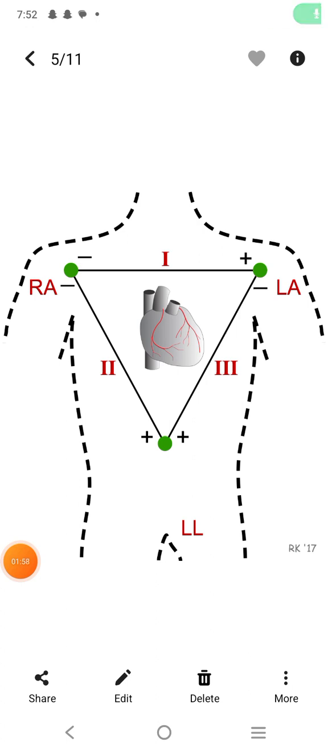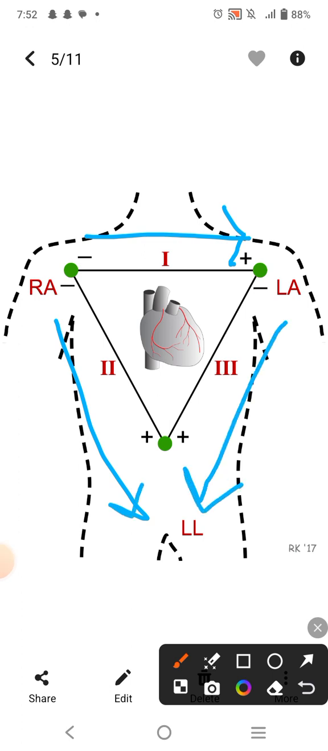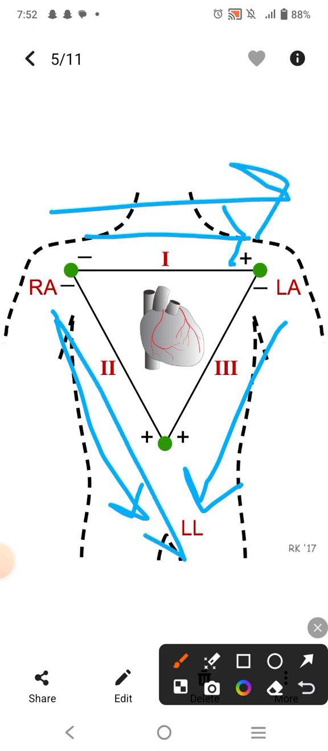Okay, so starting with the limb leads, you must remember that lead 1 is between right arm and left arm, lead 2 is between right arm and left leg, lead 3 is between left arm and left leg. It will be very easy to memorize these leads if you imagine them on your own body parts, like from right arm to left arm, right arm to left leg, and left arm to left leg.